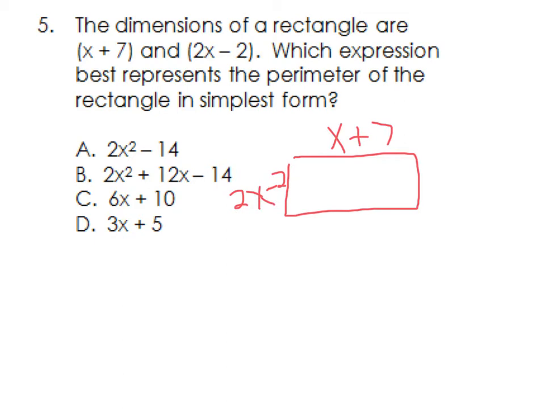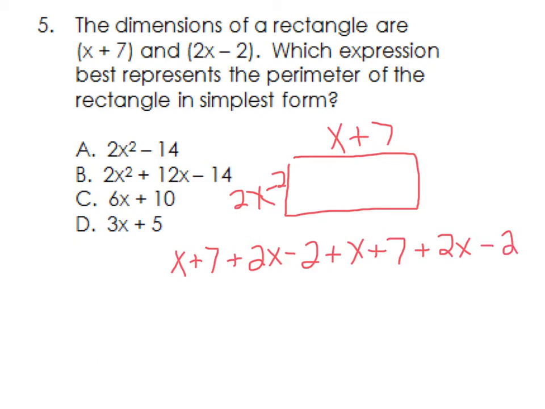And it wants to know what the perimeter is. Well, if you can remember, the perimeter is just asking for all 4 sides of my rectangle added up. So I'm going to say x plus 7, that's one of the sides, plus 2x minus 2, that's the second side, plus x plus 7, that's my third side, plus 2x minus 2.